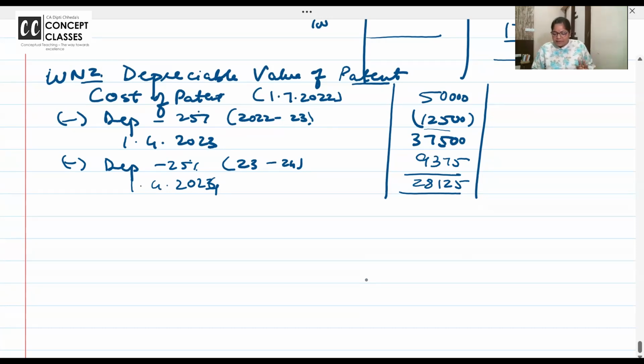Did you get it? In 22, it was 50,000. Now, because it is used for more than 180 days, it is purchased in July 22. I'll take 25% depreciation, then 37,500. Then 25% depreciation, 9,375. Sorry, 37,500, and then this year full depreciation.